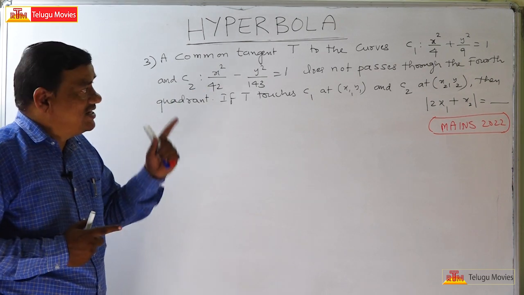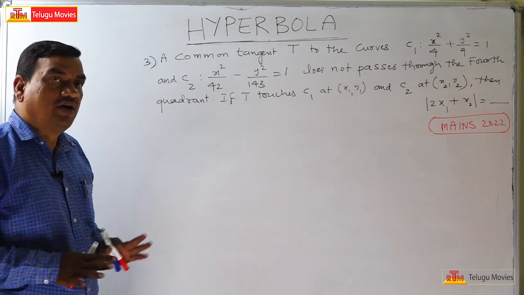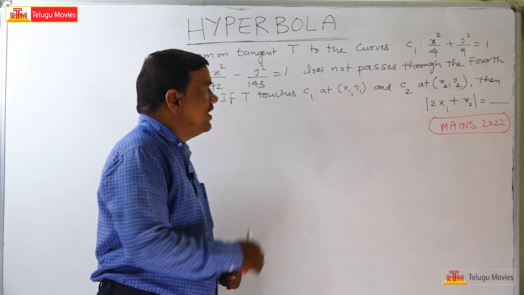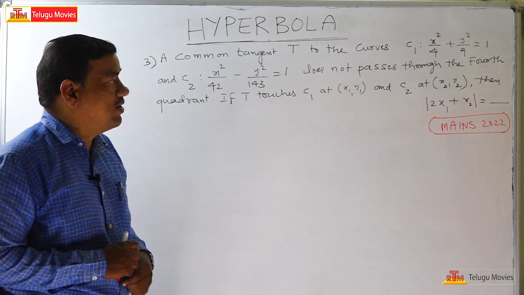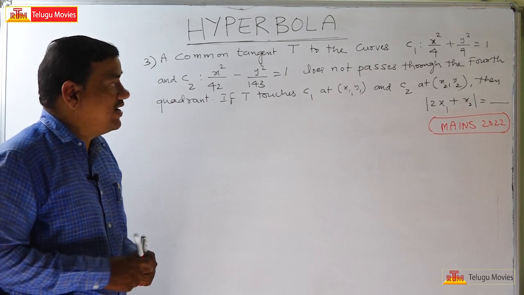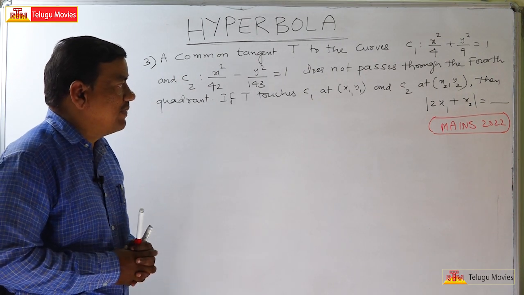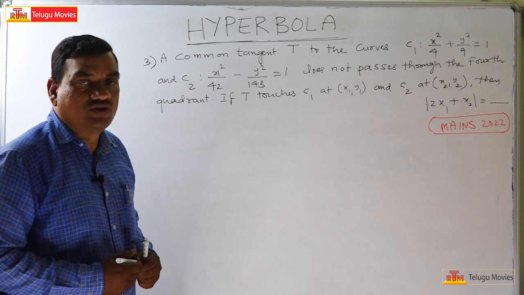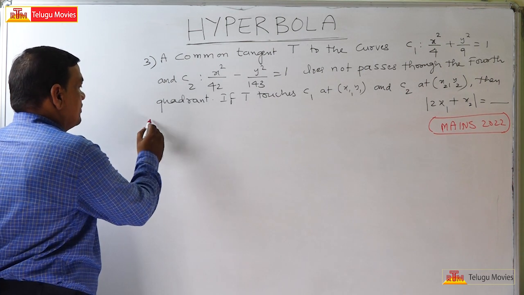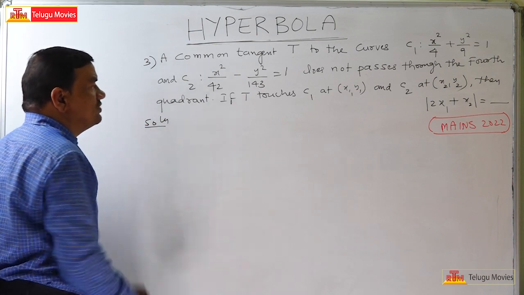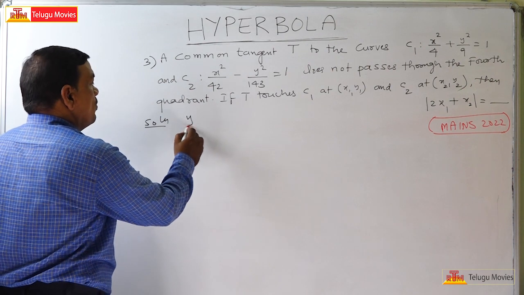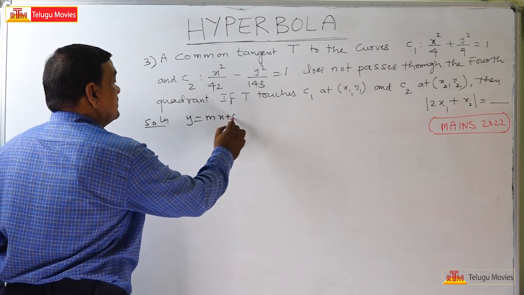That common tangent does not pass through the fourth quadrant. Okay. If T touches C1 at x1 comma y1 and C2 at x2 comma y2, then what is the value of modulus of 2 times x1 plus x2? Okay. So this is a numerical type of question, right? So let us see the solution. So first curve is what? Ellipse curve. So let the equation of the common tangent be y is equal to mx plus c.